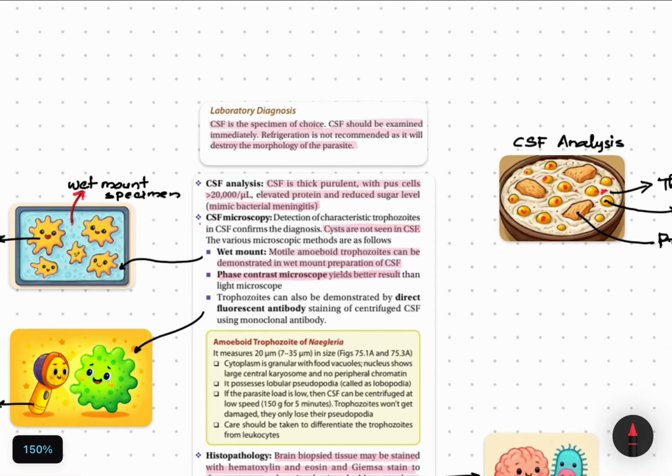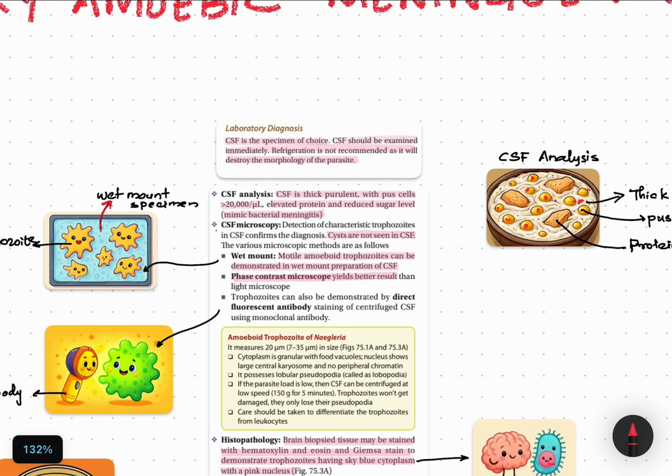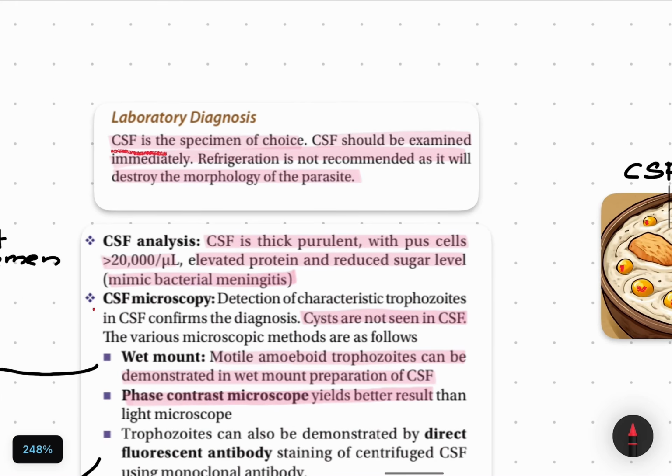When you start with the lab diagnosis part, you need a specimen, right? This is a disease that is affecting your brain, so what will obviously be your specimen? It will be the CSF. CSF is the specimen of choice, and you have to keep in mind that once you have taken CSF, you have to use it immediately. Refrigeration is not at all possible or recommended, as it destroys the morphology of the parasite.